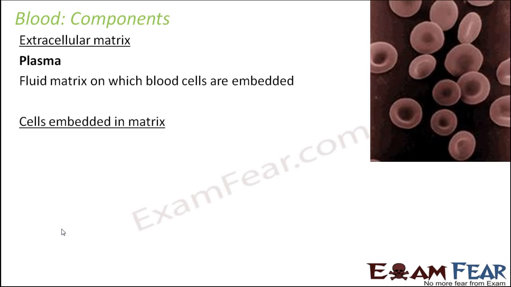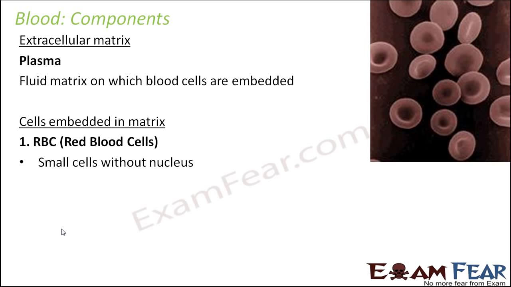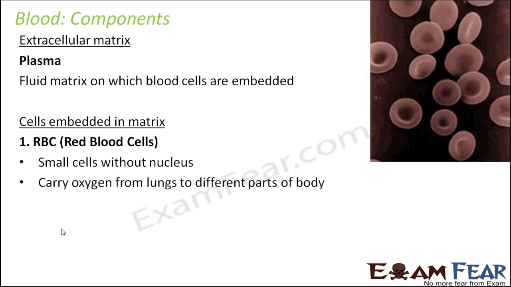Now the cells which are embedded in the matrix, what are they? They are the blood cells. The blood cells also are of different types. RBC, that is red blood cells, are the blood cells which are without nucleus. They carry oxygen from lungs to different parts of the body.